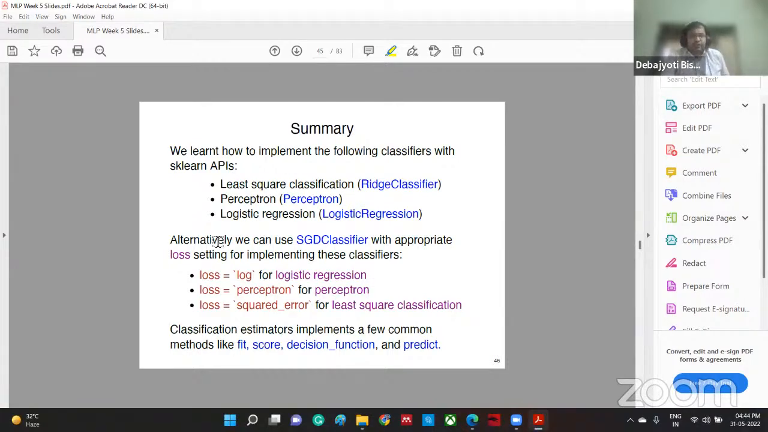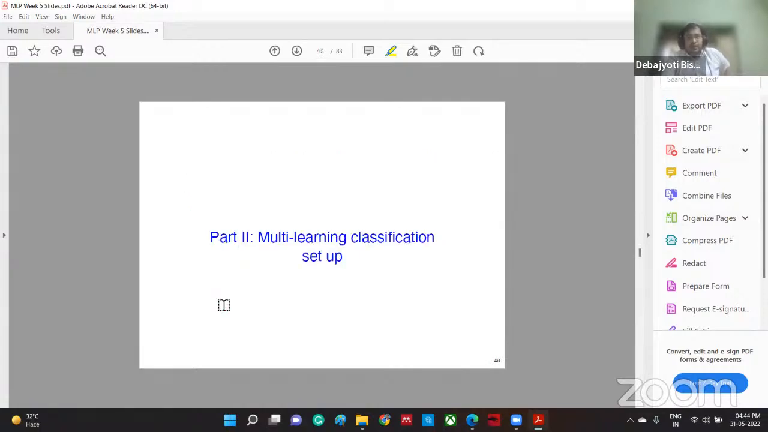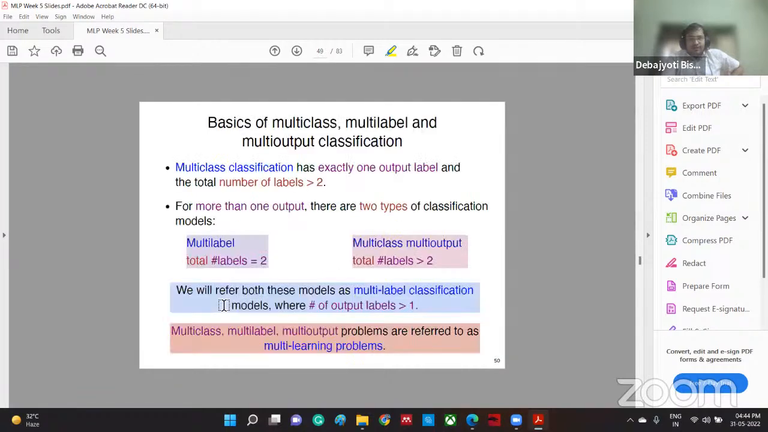And there are a few common methods to implement, like fit, score, decision function, and predict also, for predicting the outcome. And apart from that, sir has taught about multi-class and multi-label, which again we will go through in the MNIST also. Multi-class has exactly one output label, and for more than one output label, there are two types of classification models. So one is multi-label and another is multi-class multi-output.